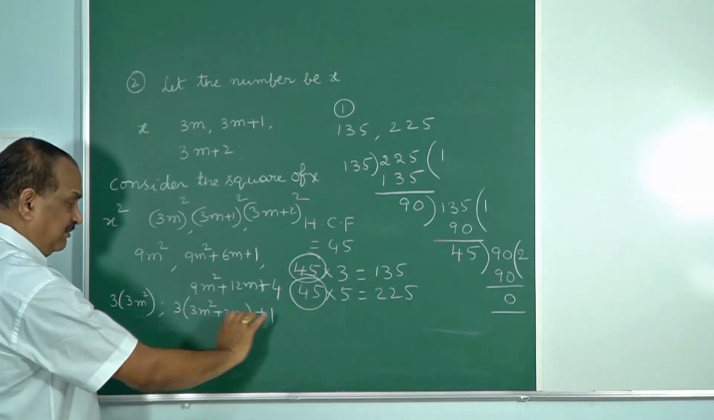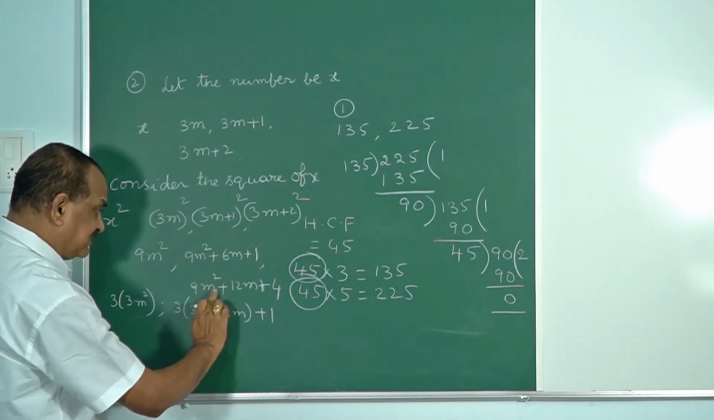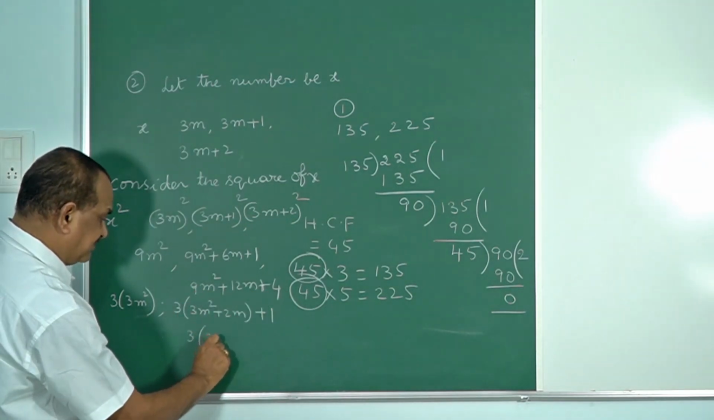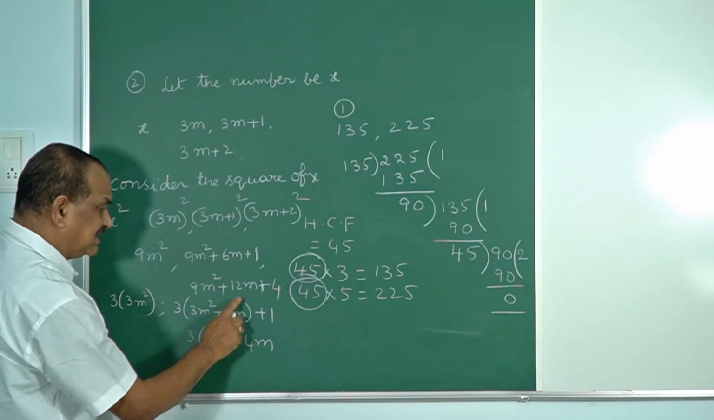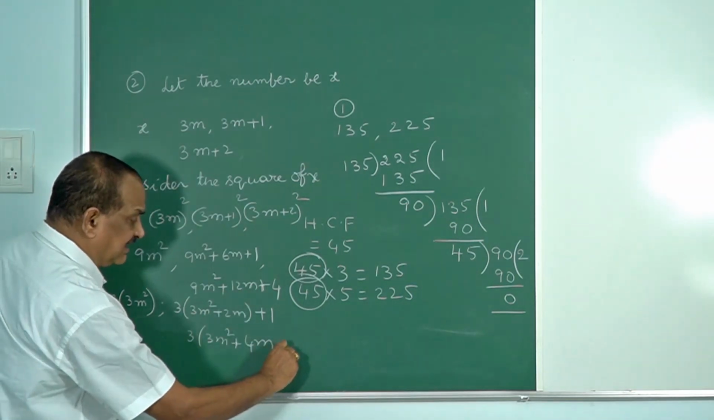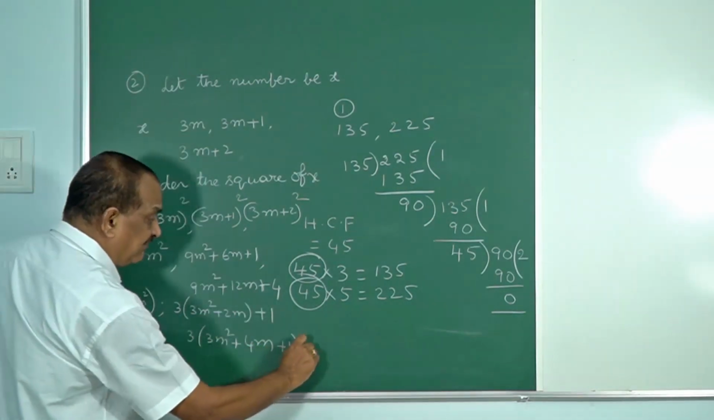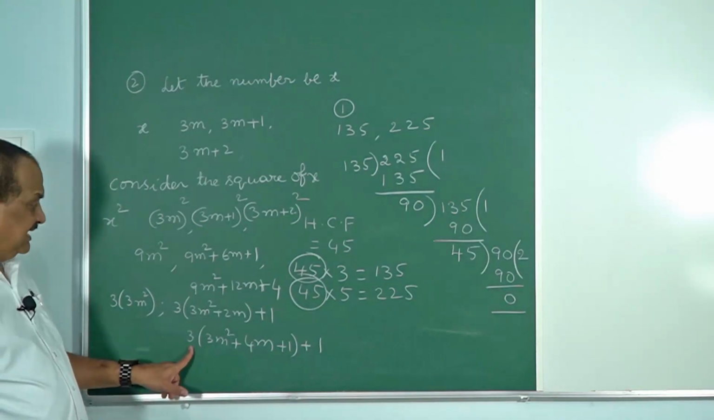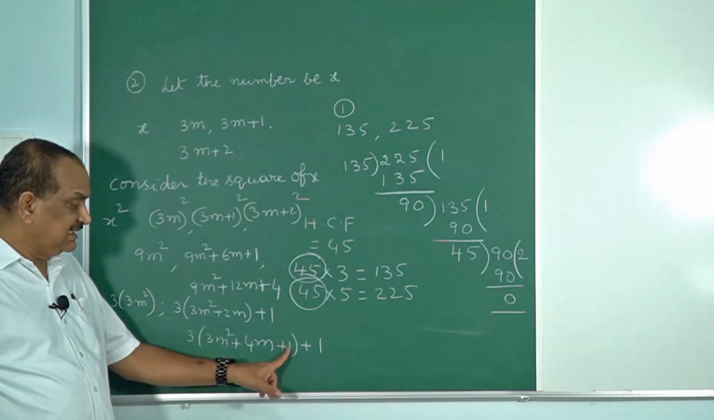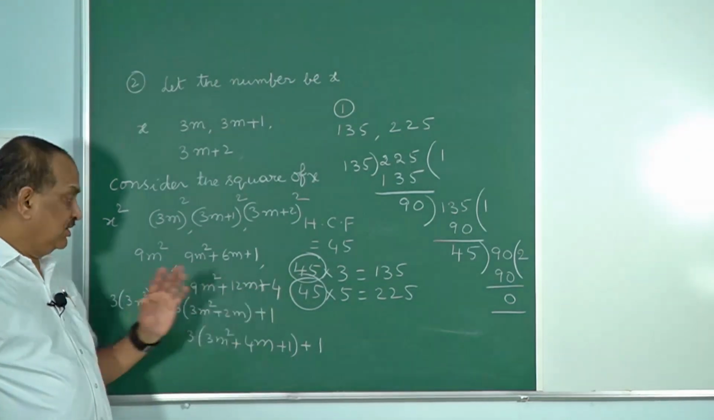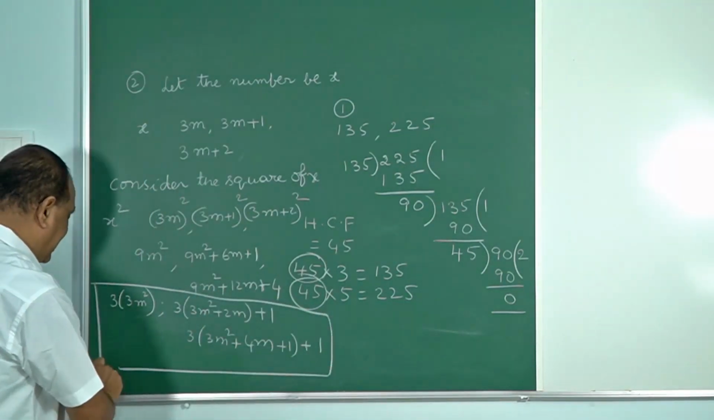Now look at the last one. 3 comes as a common factor, 3 times 3m square, then 4m, 3 times 4m is 12m. I also write 3 times 1, which is 3, but I have 4 here, so I am left with 1. I repeat, 3 times 3m square is 9m square, 3 times 4m is 12m, 3 times 1 is 3, and this is my 4. So this is how the square of any integer can be.